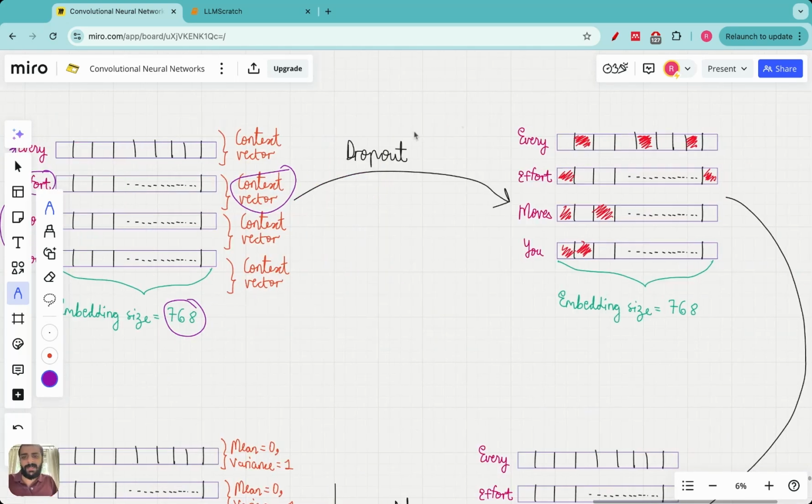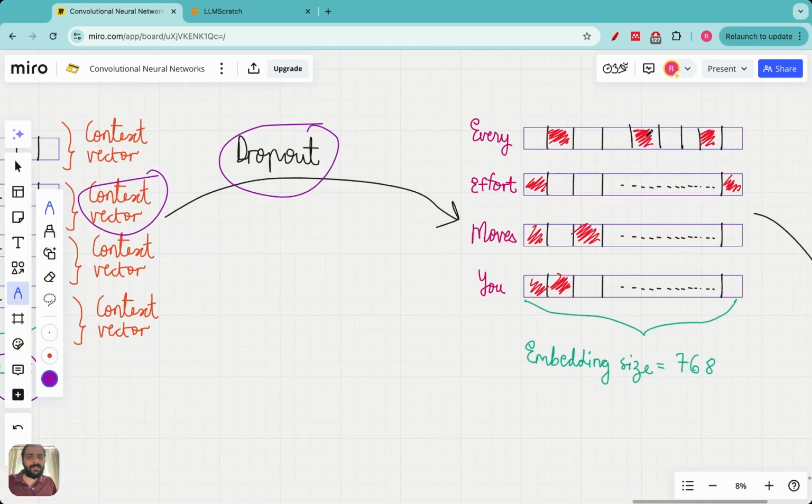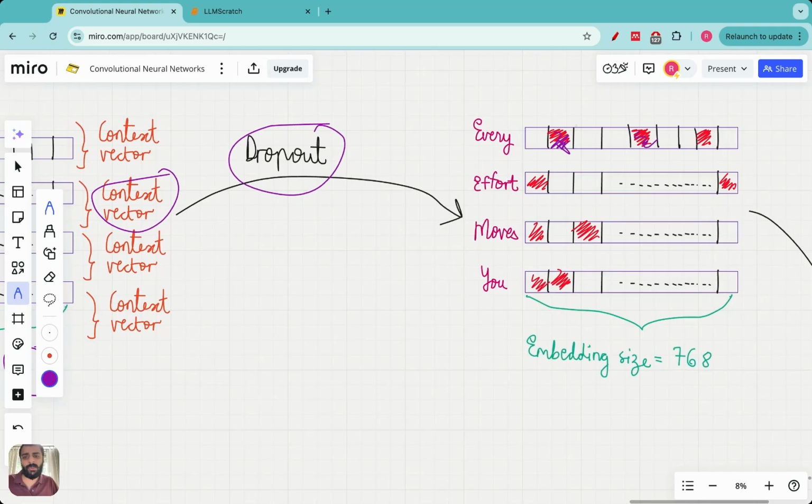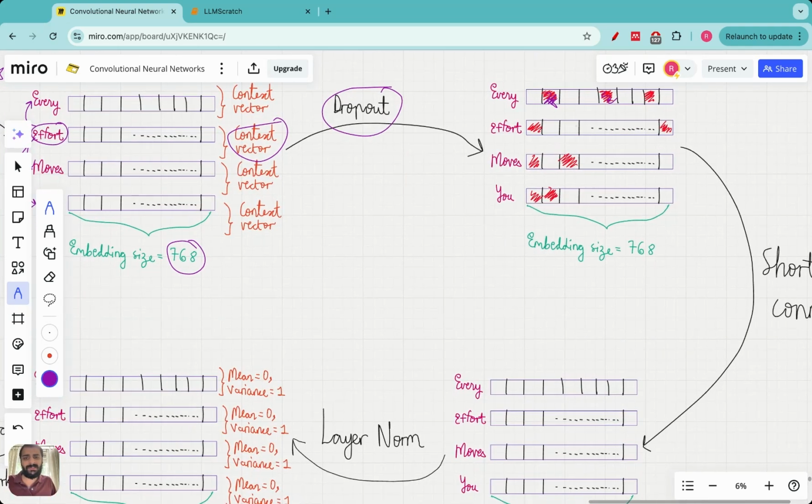Then after multi-head attention, we again have a dropout layer which randomly turns off certain context vector values to zero. Here I have shown the color red, where we look at every token and randomly switch off certain values to zero. It's the same dropout layer which we had seen earlier.